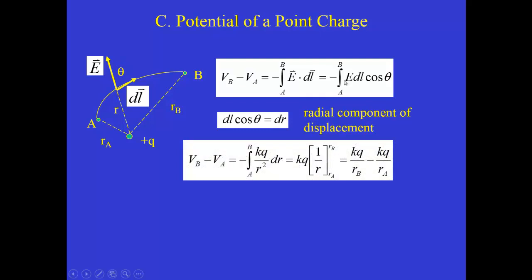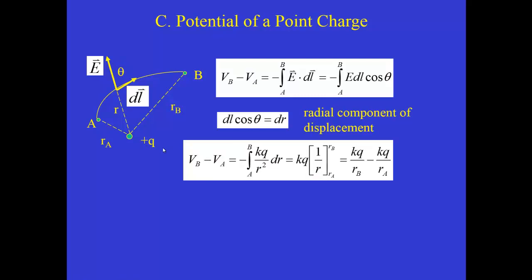The electric field becomes kq over r squared, because we just want the magnitude of it here at this point, a distance r away from the point charge. And then dl cos theta becomes dr. Now look, we have a very simple integral. The variable of integration is the distance r, and kq over r squared dr. Well, the integral of dr over r squared is just negative 1 over r. So the minus signs cancel. We evaluate the limits, and we get that the potential difference VB minus VA is kq over rB minus kq over rA.